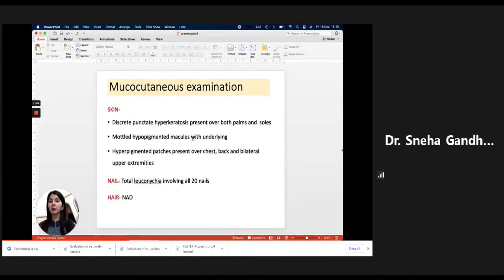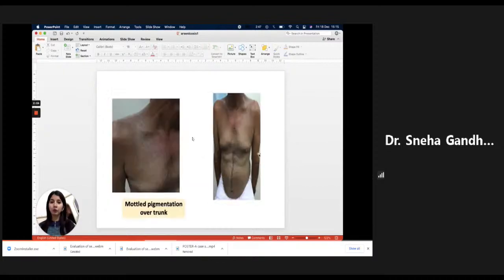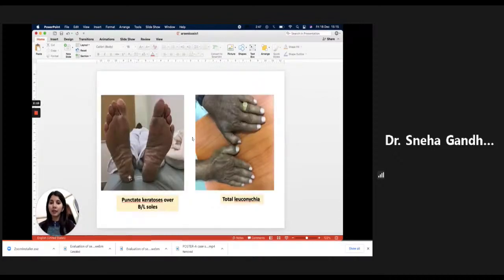On examination, there were discrete, multiple 2 to 4 punctate hyperkeratotic lesions seen over both palms and soles, and mottled hypopigmented macules with underlying hyperpigmented patches were seen over chest, back, and bilateral upper extremities. And there was total leukonychia involving all 20 nails. In this photograph, mottled pigmentation can be seen over the chest of the patient. And these are multiple bilateral punctate hyperkeratotic lesions seen over bilateral soles, and this picture shows total leukonychia involving the fingernails.